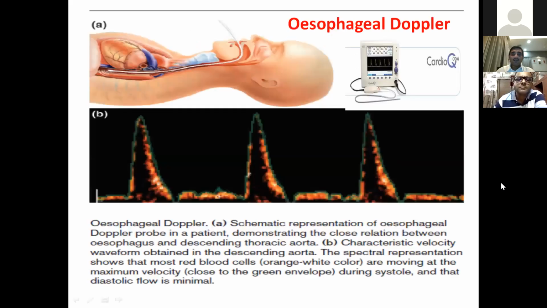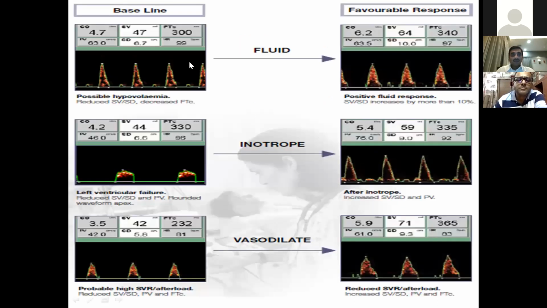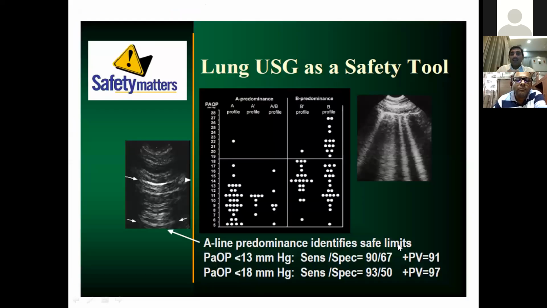One of the other gadgets is esophageal Doppler, where we can have this kind of graph. I won't go into detail, but the contour of the graph itself suggests whether the patient is hypovolemic, is in left ventricular failure, or has higher afterload, and we may need fluid, maybe an inotrope, or maybe some vasodilator therapy. These kinds of tools are for ongoing monitoring and triggering, but we also need a safety indicator, to know when to stop.